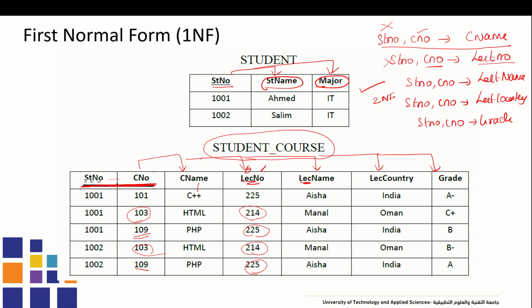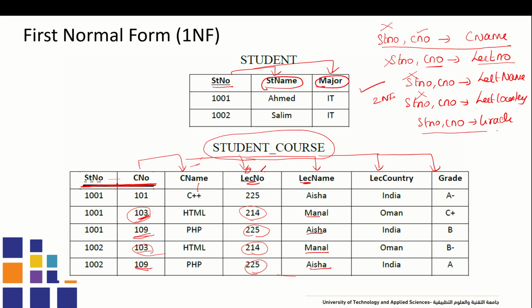So here also I can remove the student number. With course number alone I can determine the lecture number. Similarly, who is teaching 103? Manal. See, wherever 103 comes, there all the name is Manal only. See, who is teaching 109? Aisha. Where all you have 109, there all you have what? Aisha only. So it means what? Course number determines lecture name. So no need for student number. Okay, similarly, course number determines lecture country. No need for student number.